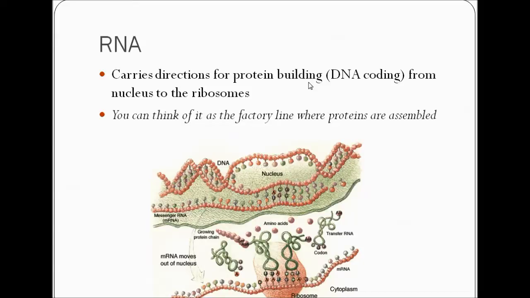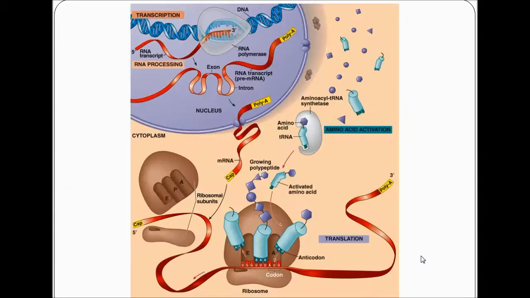So let's say you have a gene for blue eyes. The RNA carries that coding out to the ribosome where that protein that makes your eyes blue is built. You can kind of think of it as a factory line where the proteins are assembled. So here's DNA, it uncoils, messenger RNA matches the coding, takes it out, brings it on the ribosome, and these transfer RNAs bring in the amino acids and put them together in the right order.